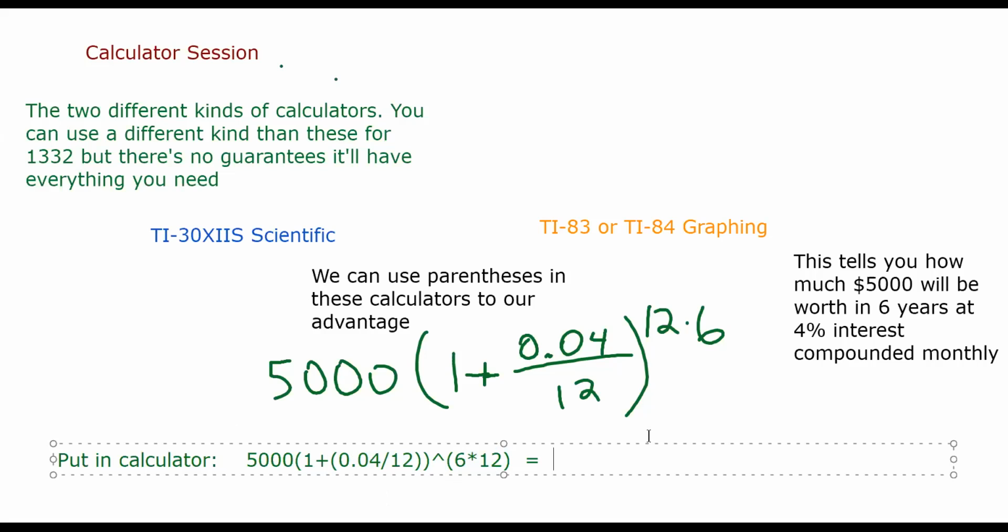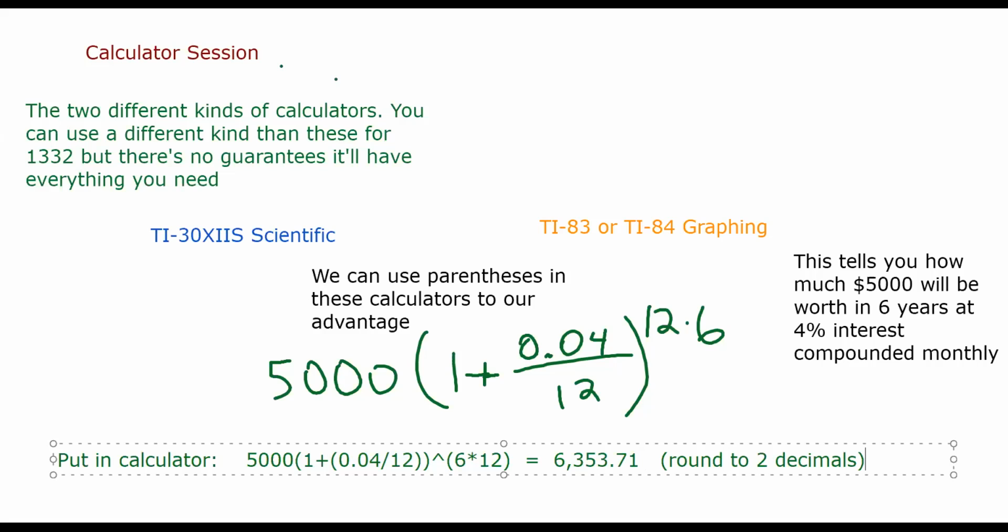And so let me work this myself. You should be getting 6353.71 if you round to 2 decimals. So that means that if we put $5,000 away into an account that earns 4% interest compounded monthly for 6 years, we'll end up with $6,353.71 in the account.